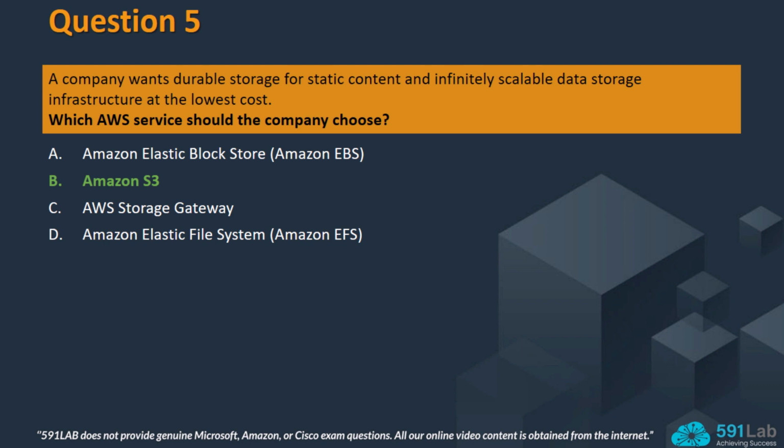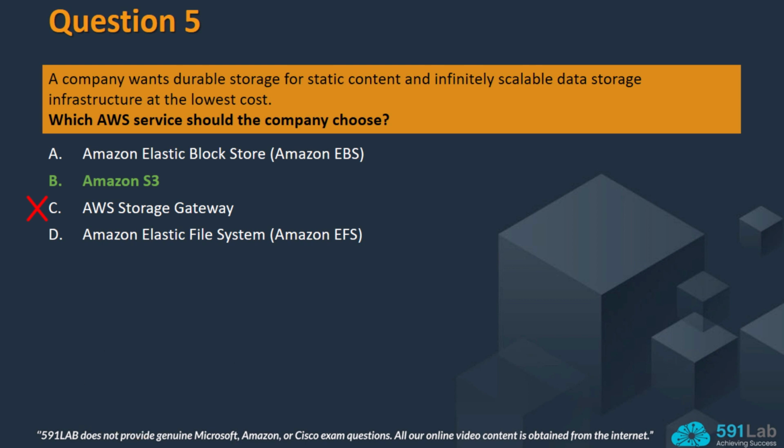Option C, AWS Storage Gateway. Storage Gateway is a hybrid cloud storage service that allows on-premises applications to seamlessly use AWS cloud storage. While it integrates on-premises environments with AWS storage, it may not be the most cost-effective option for infinitely scalable storage. So this one is also not the correct answer.